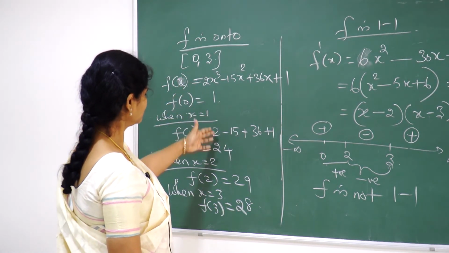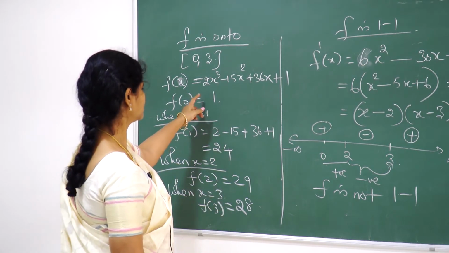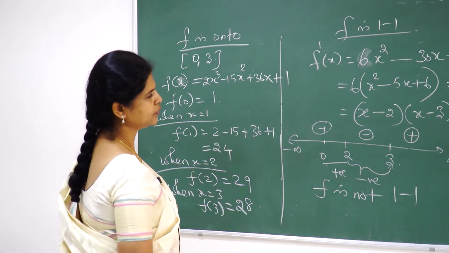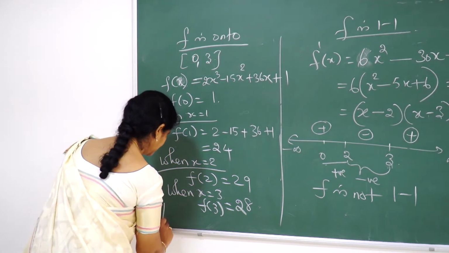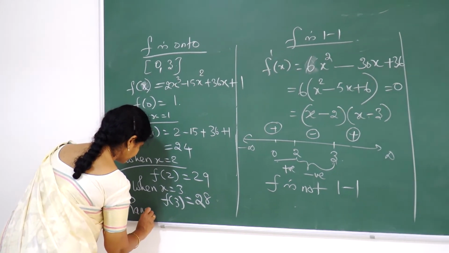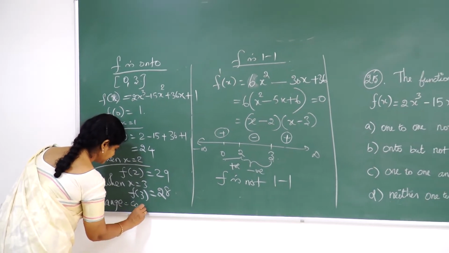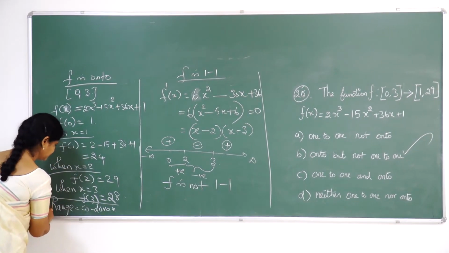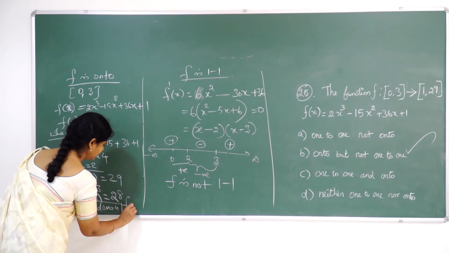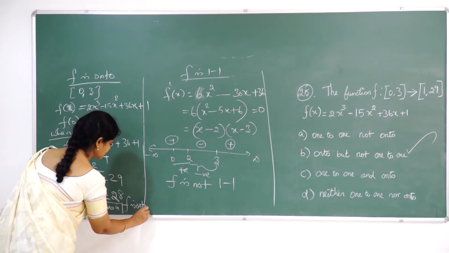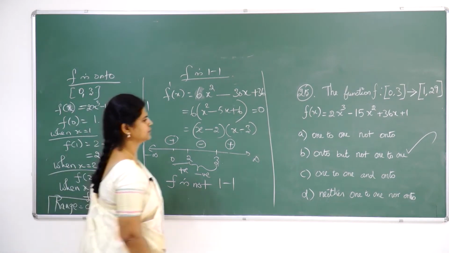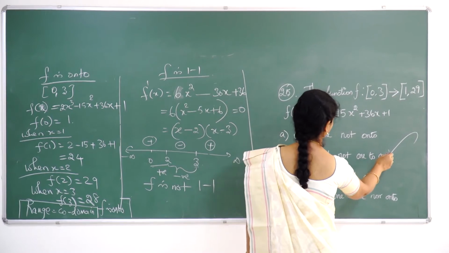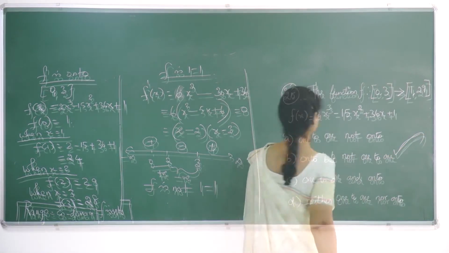Okay, so the range values 1, 24, 28, 29 are within the codomain values. So range equals codomain. Therefore f is onto. Okay, so what is your option? It is B, onto but not 1 to 1. So this is your correct answer.